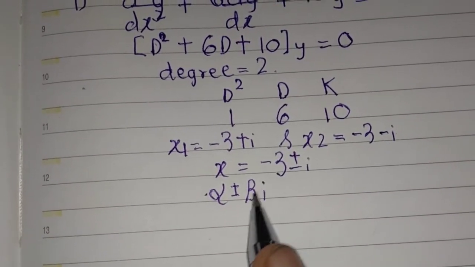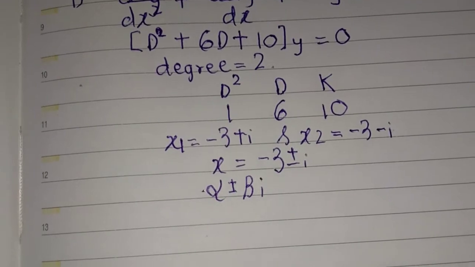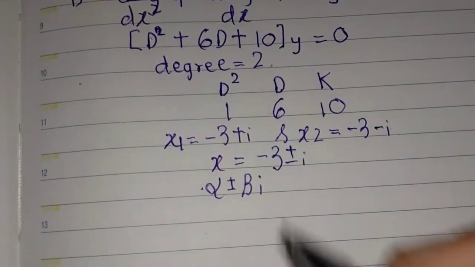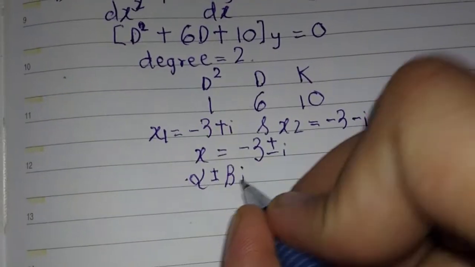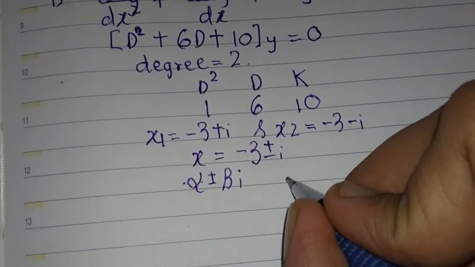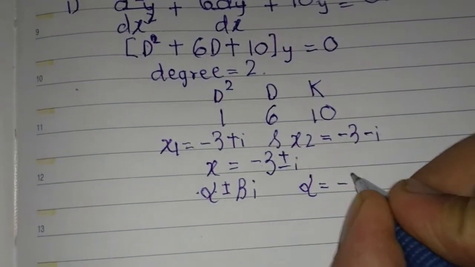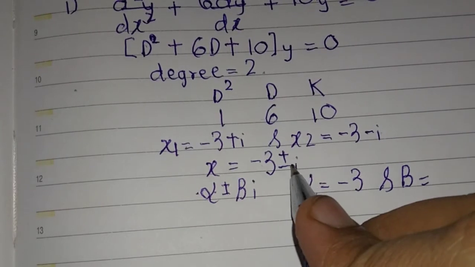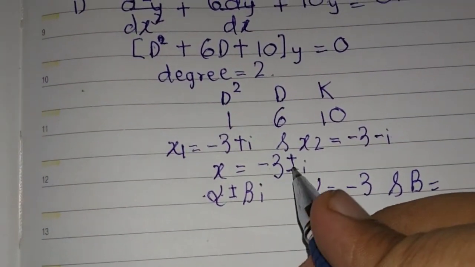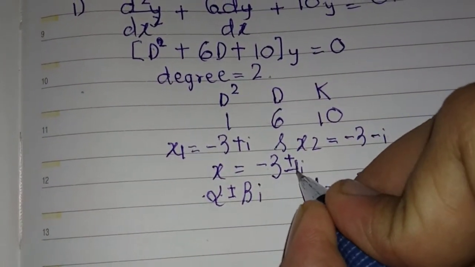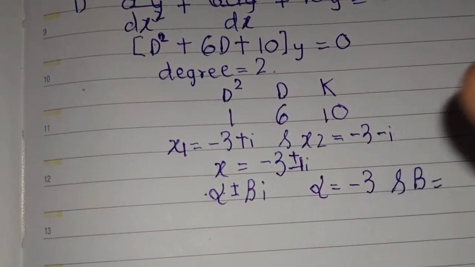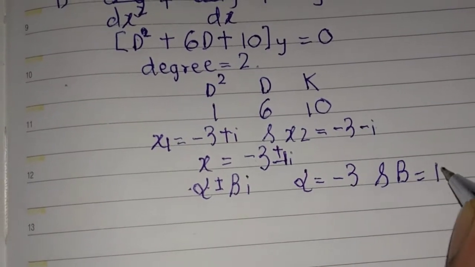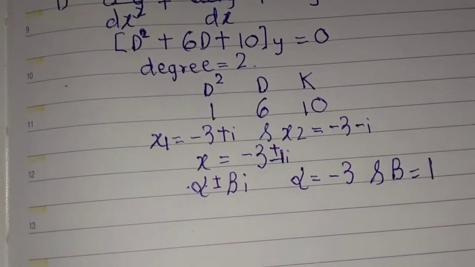The term which is associated with i is the beta term, and the term which is not associated with i we can call alpha. By comparing we get alpha is equal to minus 3 and beta is equal to plus and minus i. If nothing is present, we can write here 1, and as we have got two signs plus and minus, we have to take the positive sign only. Value of beta is 1.